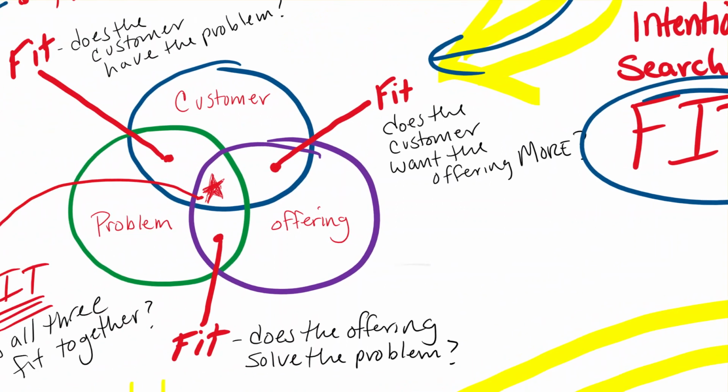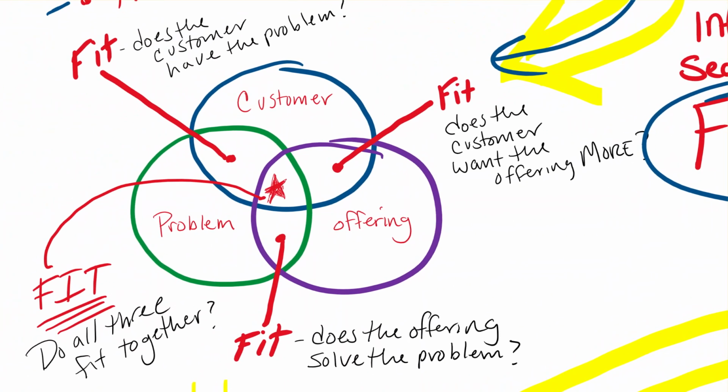Well, it's an intentional search for fit in multiple areas. Early in the stage of having an idea, you have some sort of hunch about who the customer is. You have some sort of hunch about what their customer problem is. You have some sort of hunch about what sort of offering might actually address that problem for that customer. And so you're looking for multiple types of fit during your prototyping process, which is actually part of your larger testing process. What types of fits are we talking about?